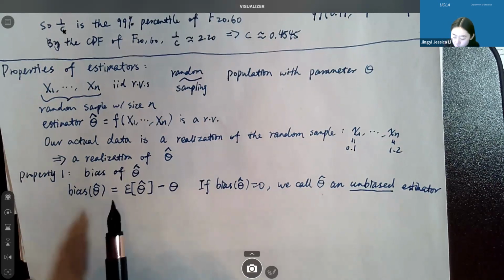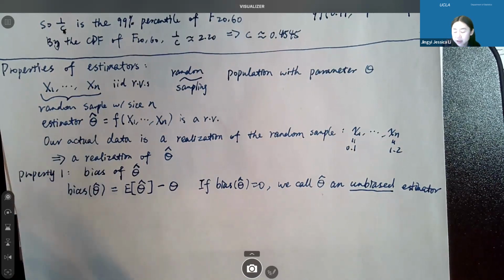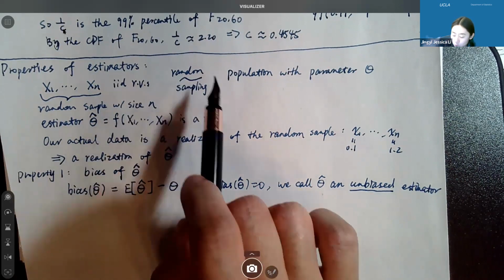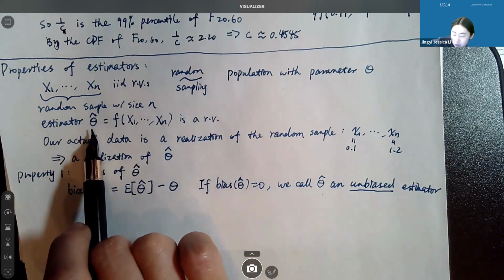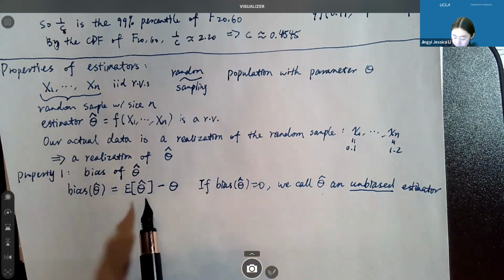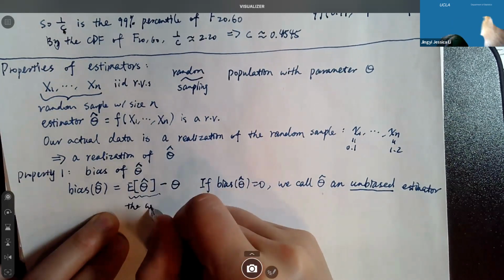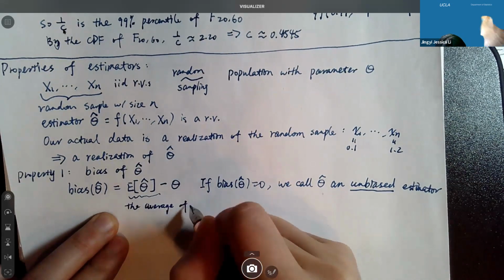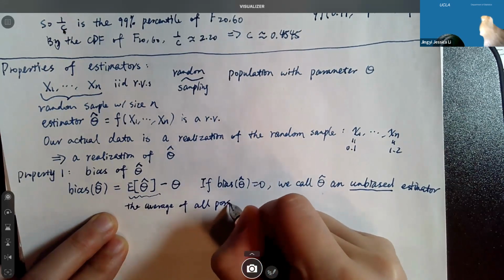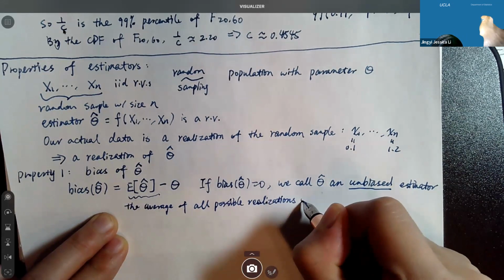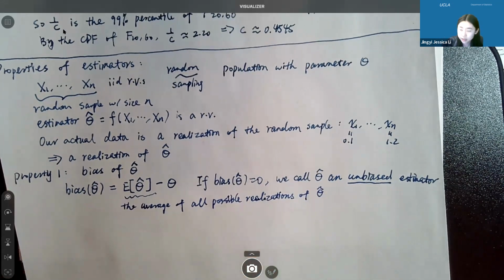It means that even though for one particular realization, theta hat could be different from theta, and that's what we have seen, no sample mean is exactly equal to 0, the population mean. But if you repeat your sampling an infinite number of times, you are going to observe all the realizations of theta hat. And then the expectation is, intuitively, the average of all possible realizations of theta hat. So you take all possible realizations to the average.